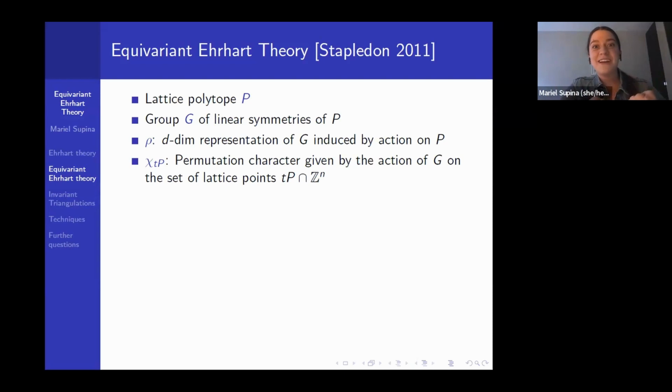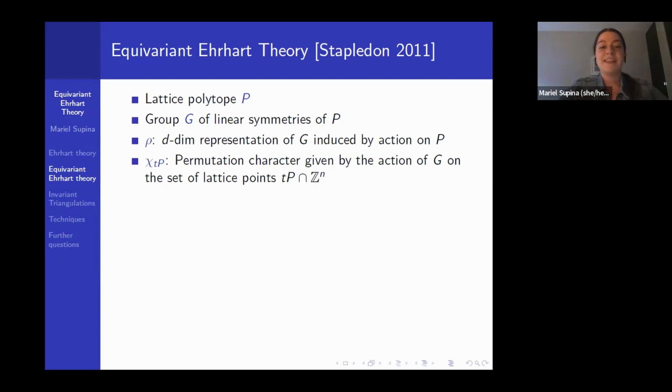So I'm going to introduce equivariant Ehrhart theory, and this was originally introduced by Stapledon in 2011. Now we have our lattice polytope P, and we have some group G of linear symmetries of P. Along with this, we get a representation rho and a family of representations chi sub tP. Here, you can think of rho as the function where you plug in an element of your group of symmetries and it outputs the matrix that tells you how that group element acts on the vector space. And then we have this family of permutation characters, chi sub tP, one for each positive integer t. This is the equivariant analog of the Ehrhart polynomial.